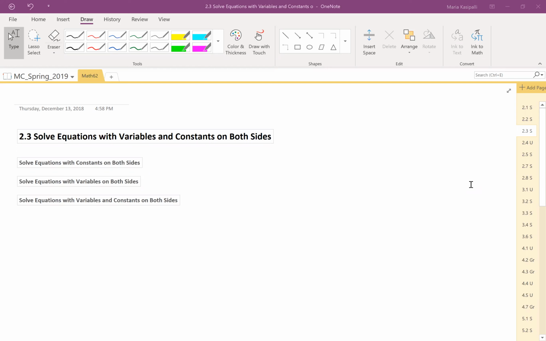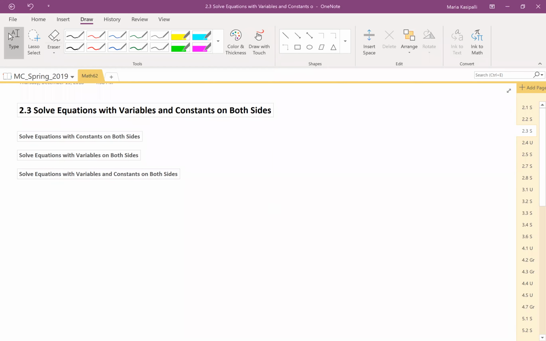This section has three objectives: solve equations with constants on both sides, with variables on both sides, and with variables and constants on both sides. So we're looking at these three scenarios. Let's start with the first one. Solve 7x plus 8 equals negative 13.